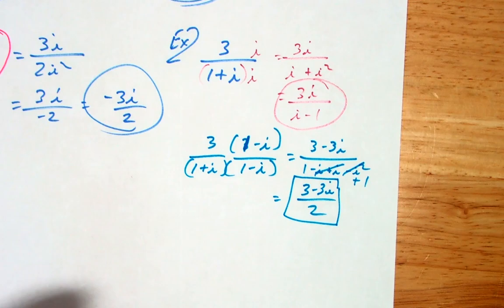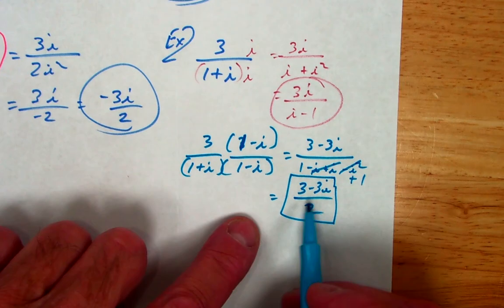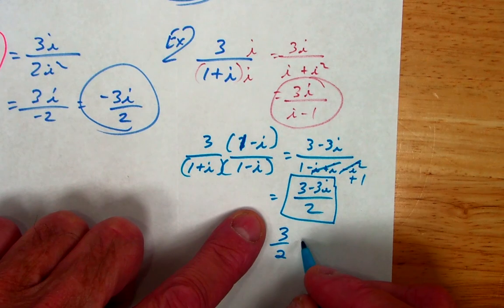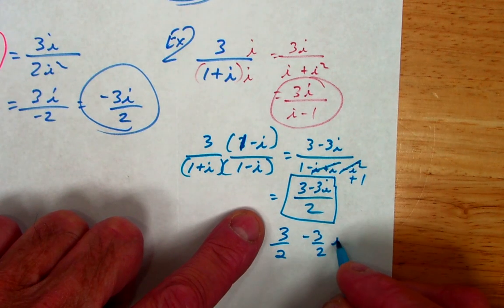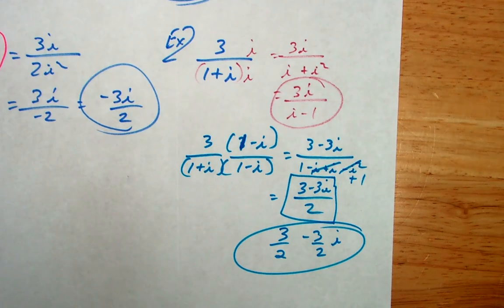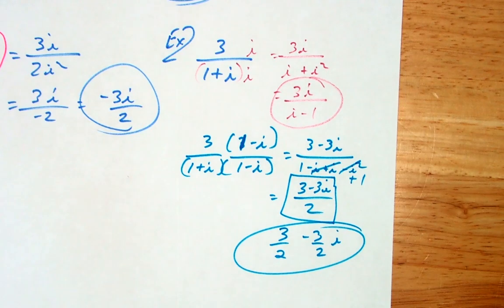Okay, but does that look like my traditional complex number? No, I've got division in there. So this part's nice. We just say my real part is 3 divided by 2. My imaginary part is negative 3 divided by 2 times i. And that's our final answer. So what you do in that situation, when it's more complex, when it's tougher, you multiply top and bottom by the complex conjugate. And then it'll get the i off the bottom.